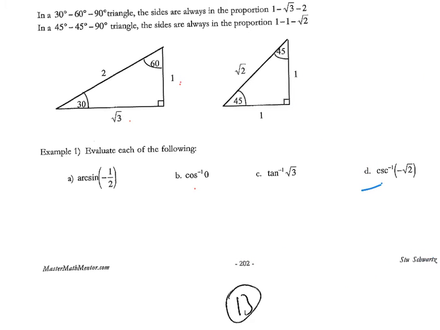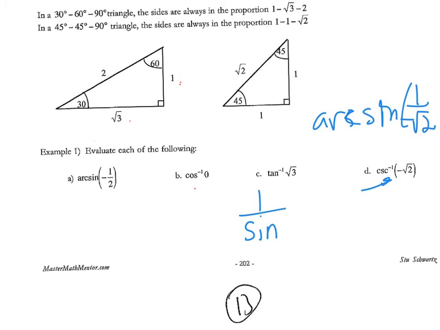So this is asking me to find some angle that has a cosecant that's equal to negative root 2 over 2. Well, cosecant's kind of confusing, so I'm going to rewrite it in terms of sine or cosine. So I know 1 over sine is cosecant. So basically what I'm asking is I'm trying to find the arc sine of 1 over negative root 2.